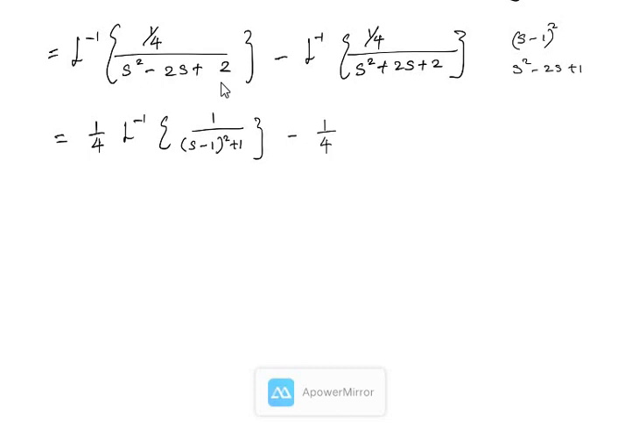Okay, for the second part also the same. I take out the constant, and then for this part also the same. Okay, so I can factorize it. That is the s plus 1 squared.